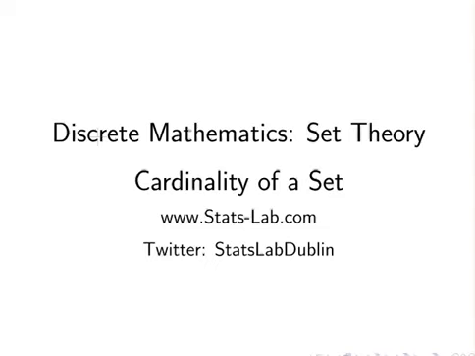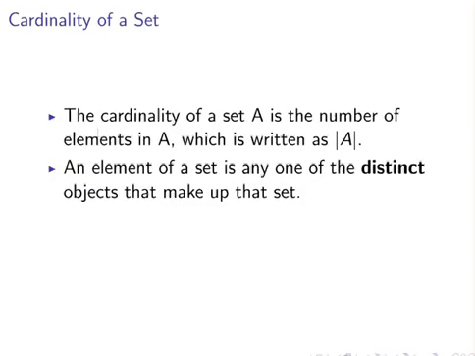In this presentation, we are going to look at the cardinality of a set. Now, the cardinality of a set A is the number of elements in A, and we write this as |A|, with the vertical bars on either side. I'll just come back to that notation in a minute.